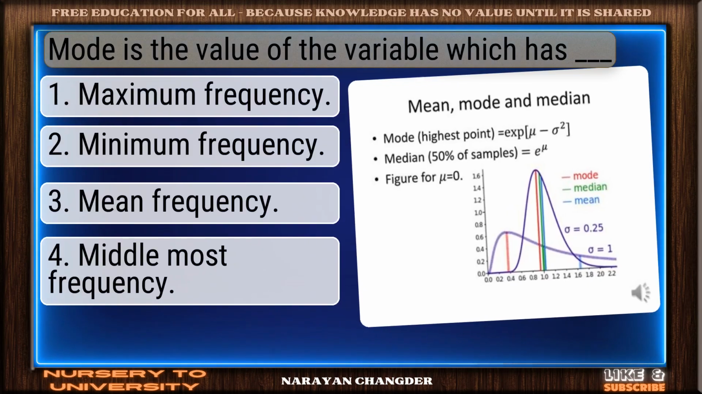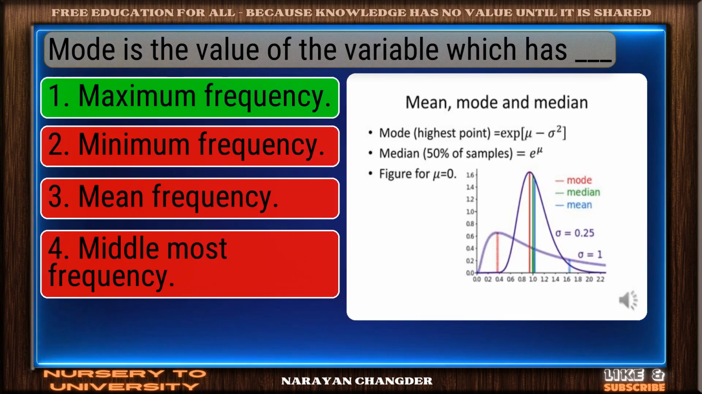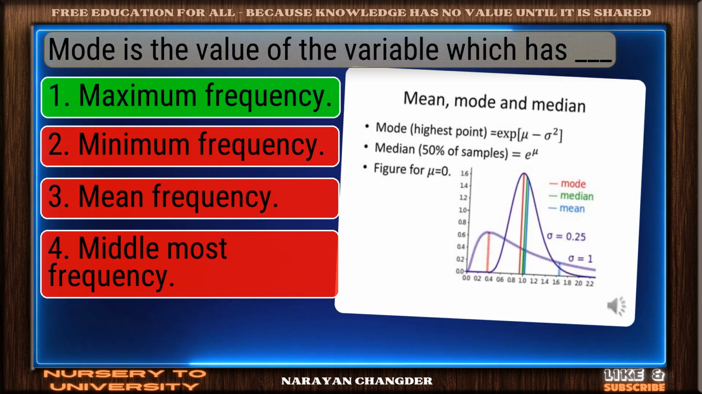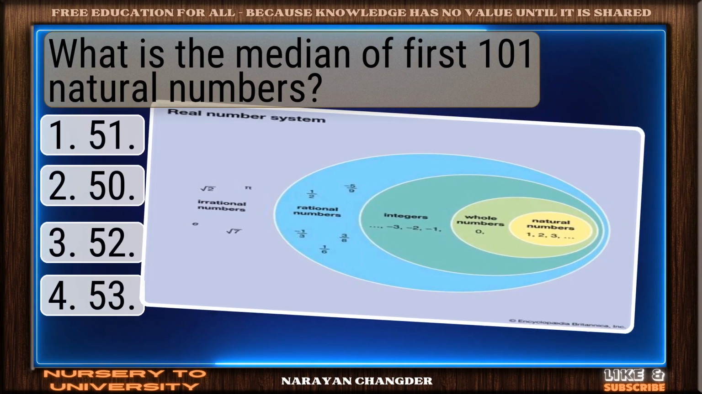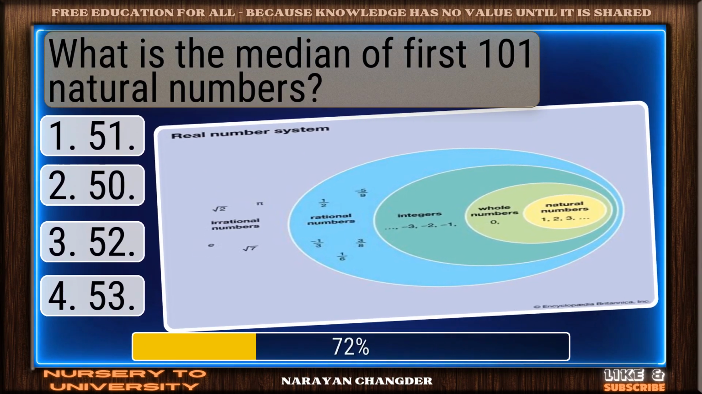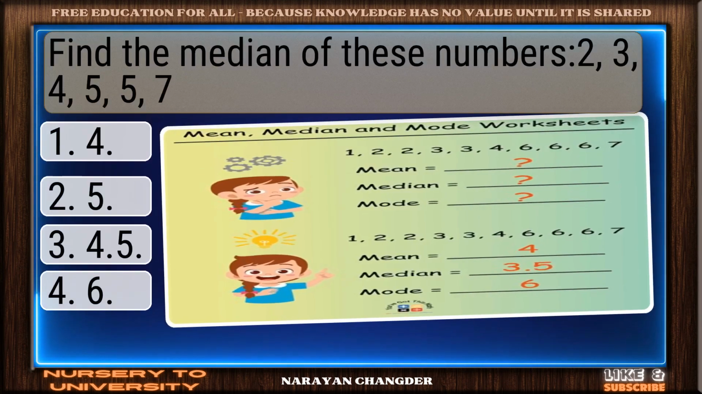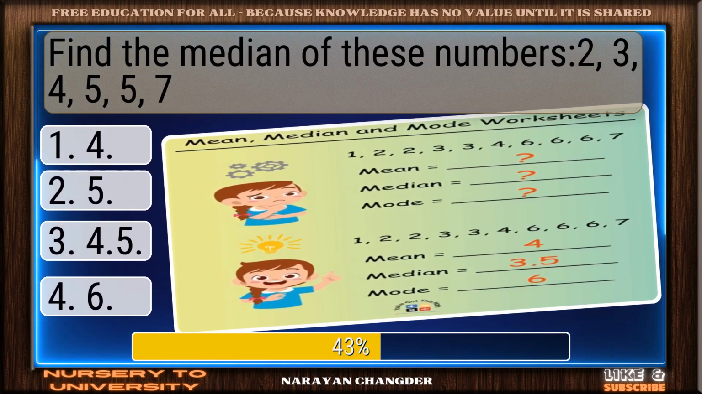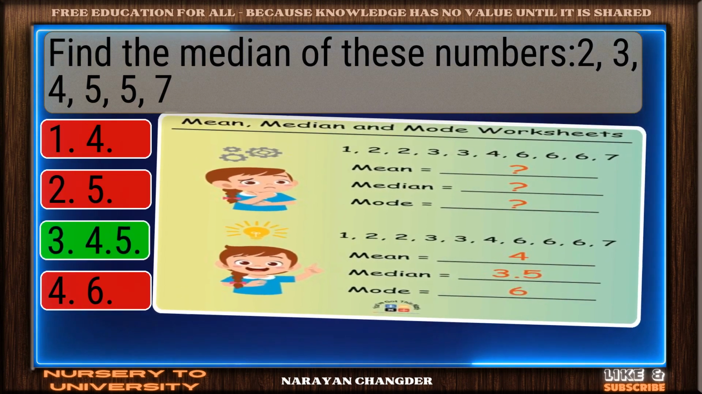Mode is the value of the variable which has dash. Bravo. Maximum frequency is the answer. What is the median of first 1 and 1 natural numbers? Nice selection. 51 is correct. Find the median of these numbers 2, 3, 4, 5, 5, 7. Valid point. 4.5 is true.